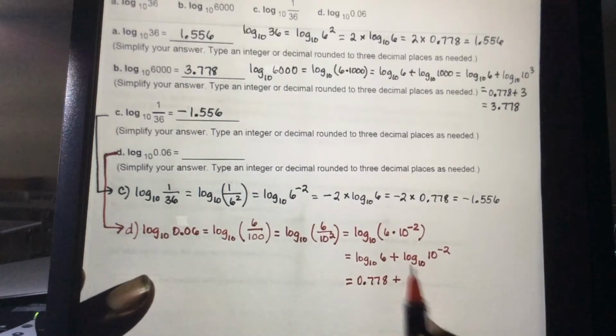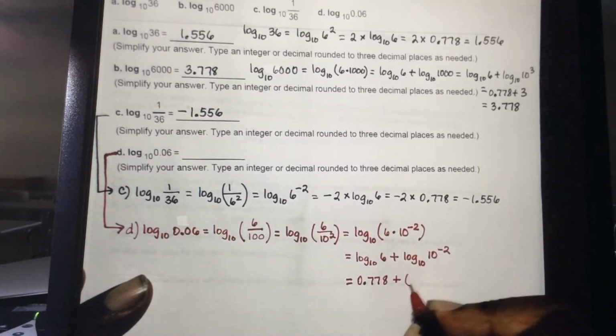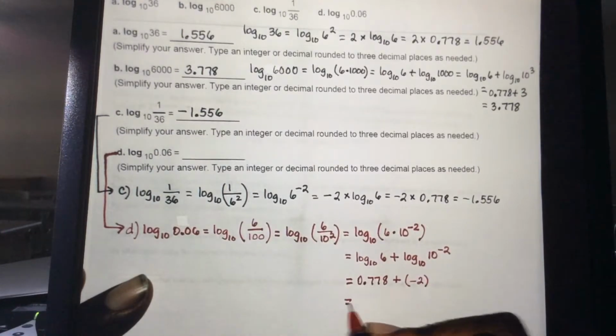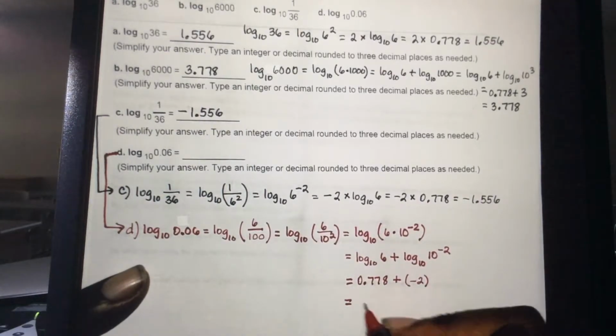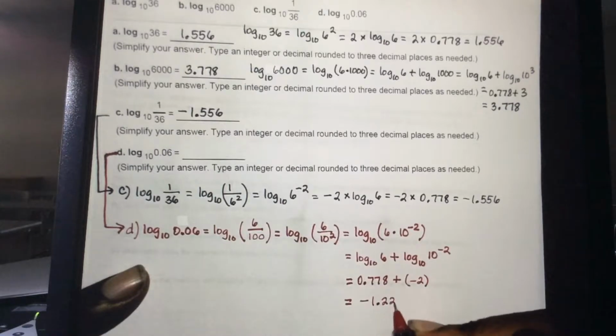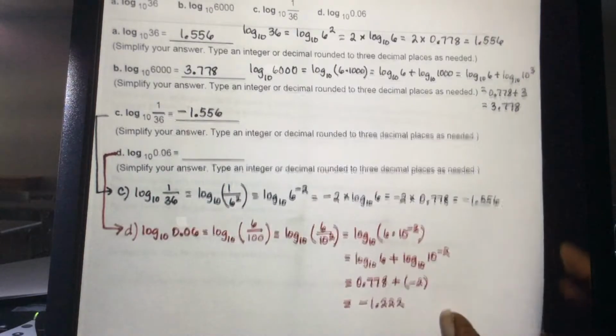Add to it log base 10 of 10 to whatever my exponent is, it is that exponent. In this case, negative 2. So if I add 0.778 to negative 2, I'm going to get negative 1.222, and that will be the final answer to that problem. Log of 10 to the 0.06. Okay, so that's just a quick review of what logarithms are and how to do those.